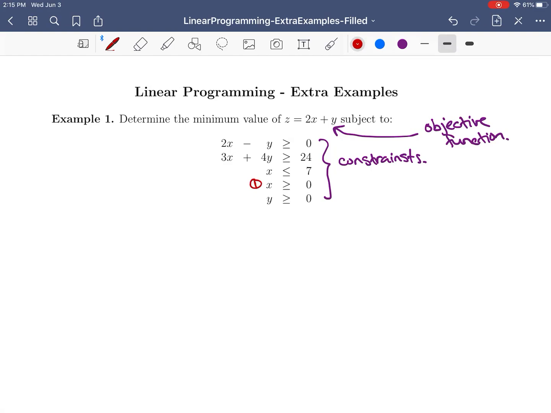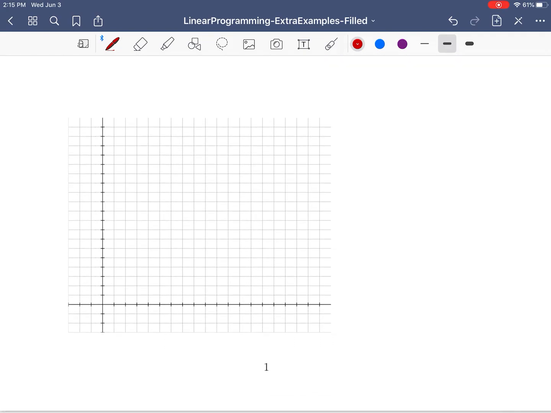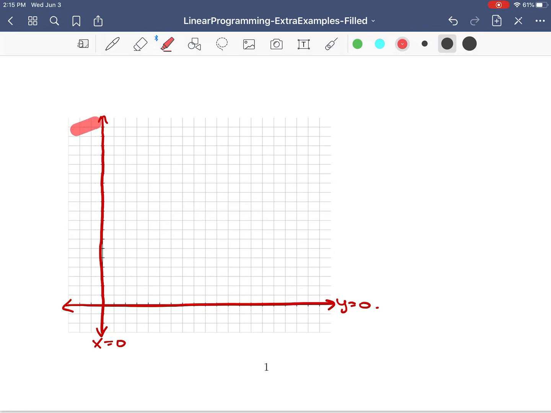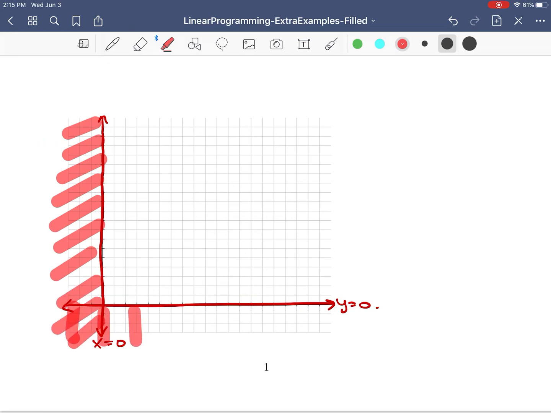So I'm going to start by doing 1 and 2, so these inequalities down here. So x is bigger than or equal to 0, y is bigger than or equal to 0, both of them. So I'm going to put them on my graph. So x equals 0 is the y-axis. Y equals 0 is the x-axis. And we want to be bigger than 0 in both cases. So we need to be to the right of the y-axis and above the x-axis. So all of that part is gone from our feasible set.